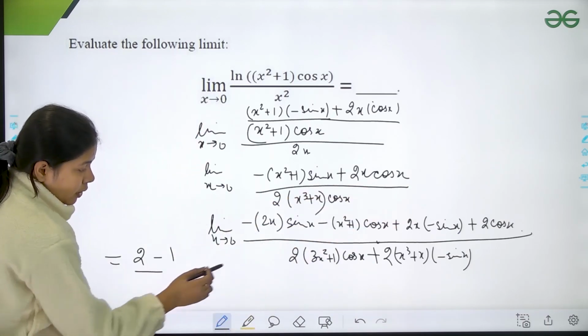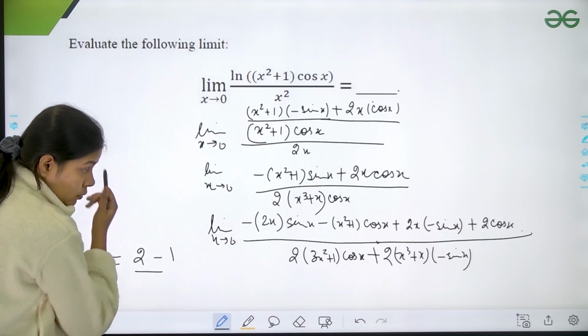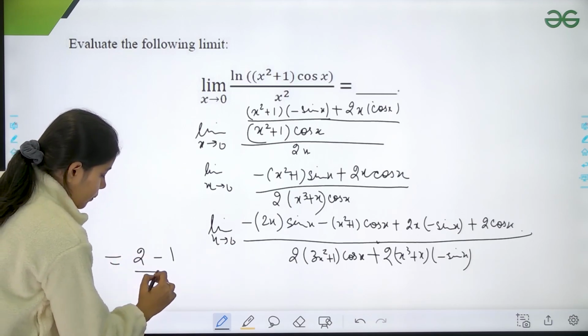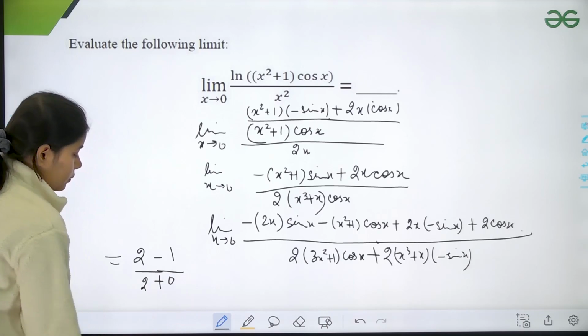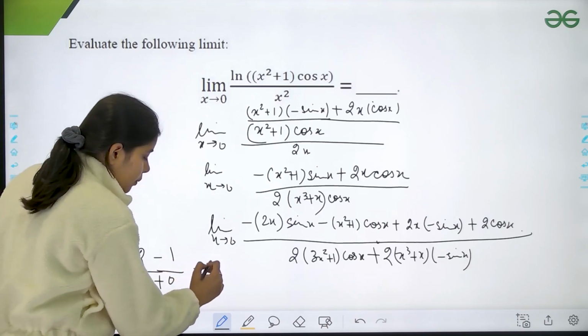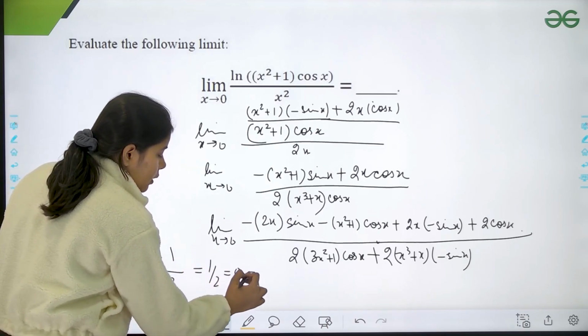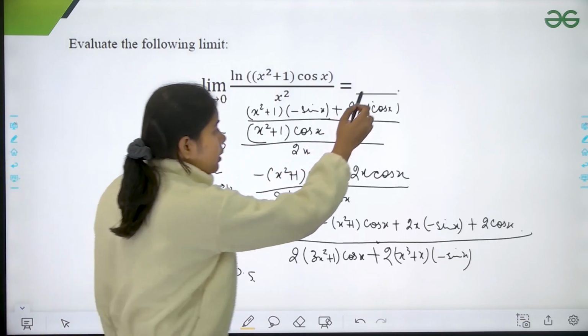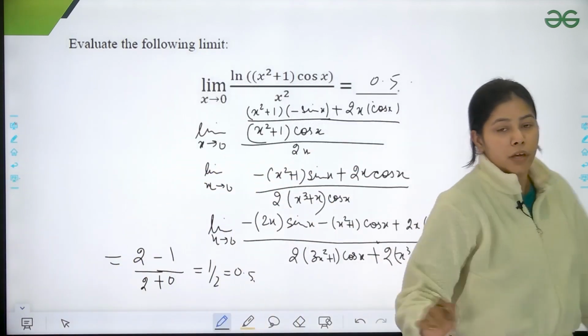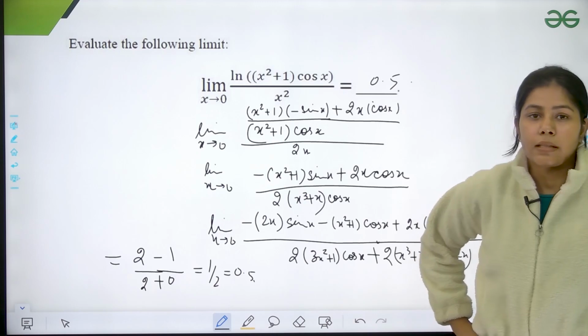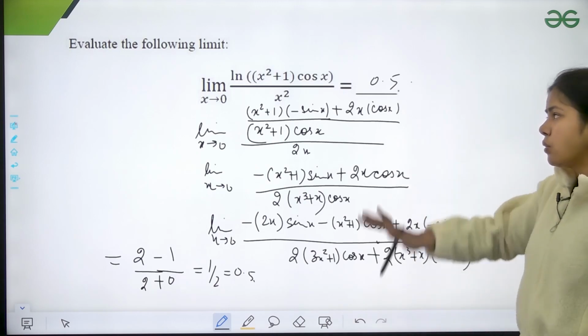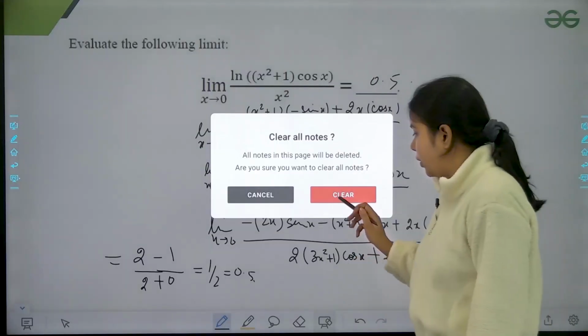If I put 0 into the denominator, 2 plus 0, so we'll get the value 1 by 2, that is 0.5, right? So the limit value would be 0.5. So here 0.5 is the correct answer. You just have to differentiate using L'Hopital's rule.